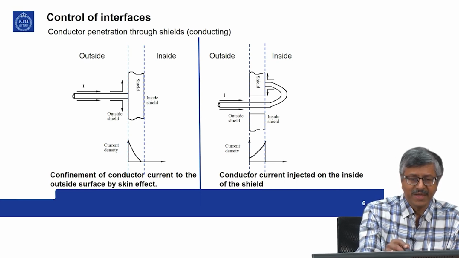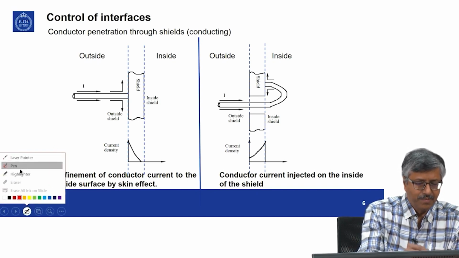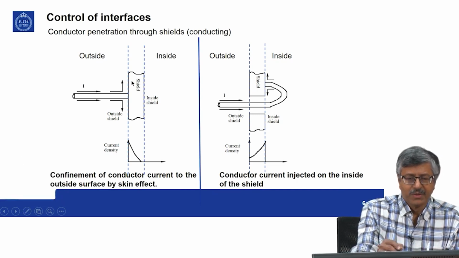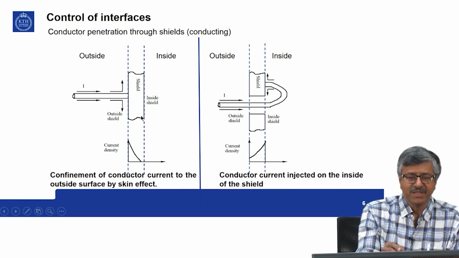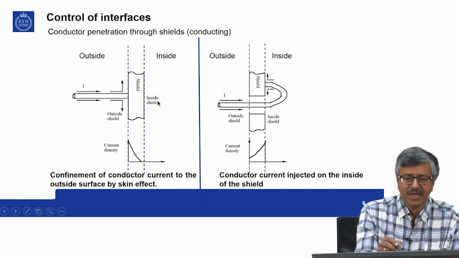To understand that, consider this case, a conductor penetration through shields. This is a metal plate. We have seen in the first chapter that when a current is terminating on a metal plate, it is confined, maximum current will be on the surface if it is an AC current, and depending upon the frequency more and more current will crowd to the surface and very little will penetrate to the inside. So, if the shield is thick enough, you do not have any penetration at all through diffusion across the shield.